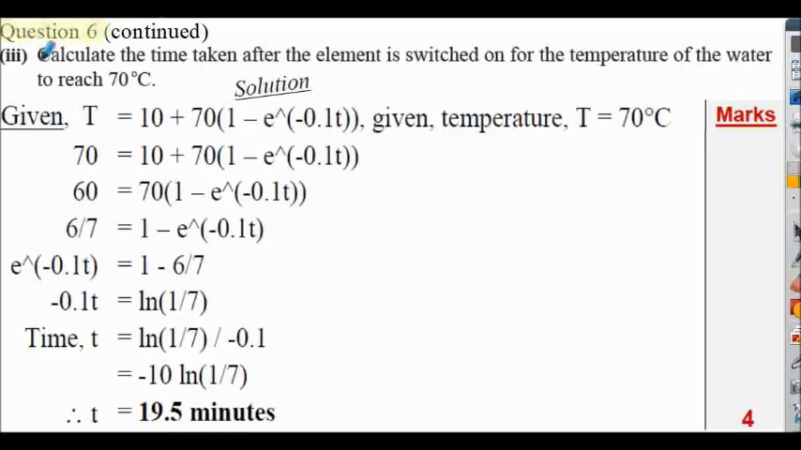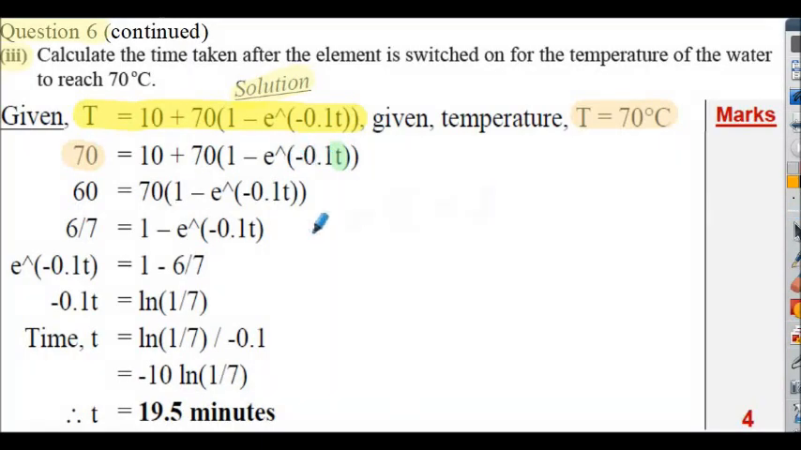Question 6, continued, this is part 3, solution. So we're given this equation, derived on our previous slide. We're informed that the temperature, capital T, is equal to 70 degrees C. We've got to solve for the value of t in the exponent of the exponential term.